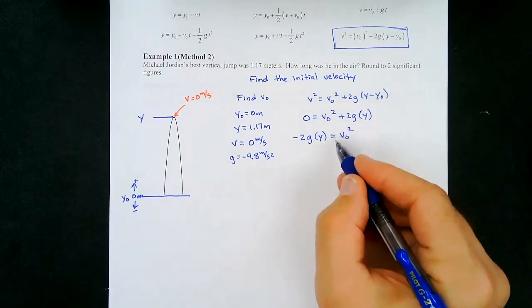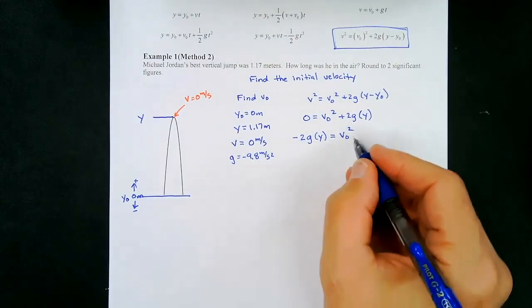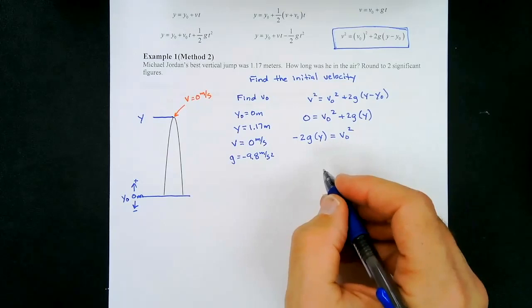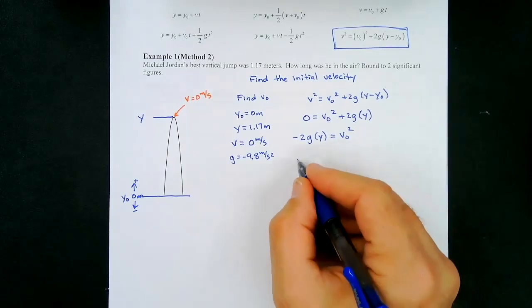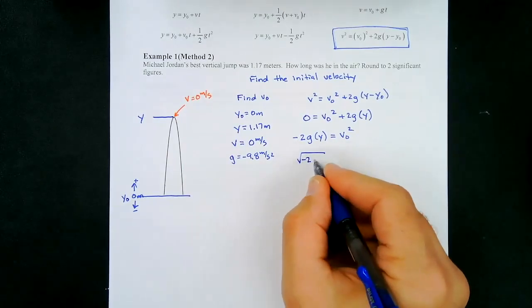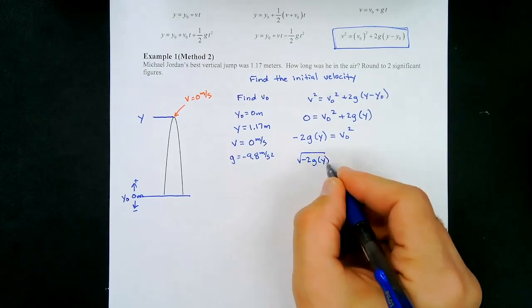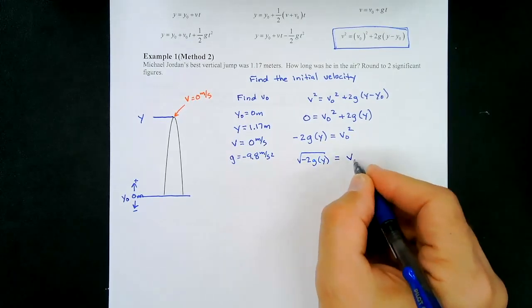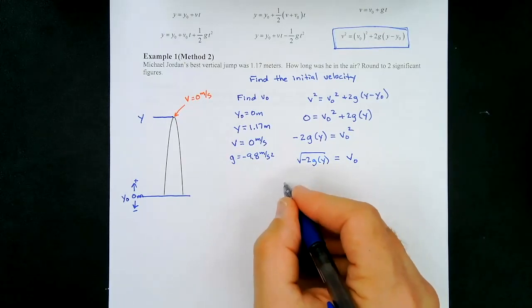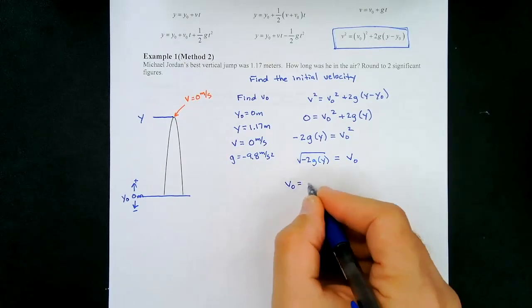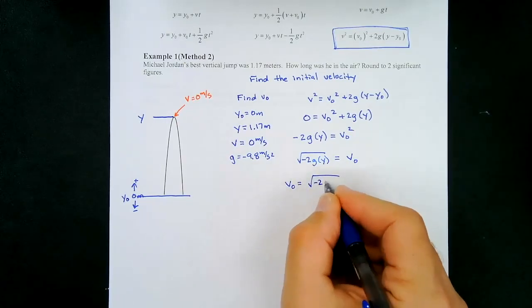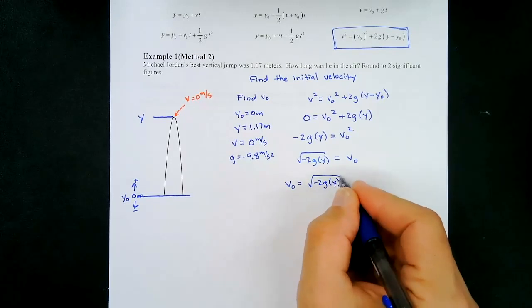Okay, so I need to square root both sides, right? And so if I square root both sides, all right, that's going to give me the square root of negative 2g times y is equal to v sub 0. So that's my v sub 0. My v sub 0 is the square root of negative 2g times y.